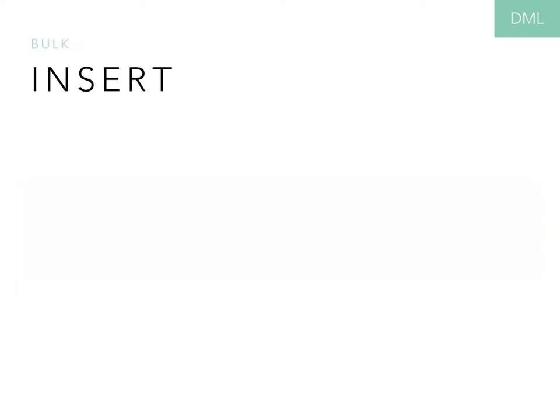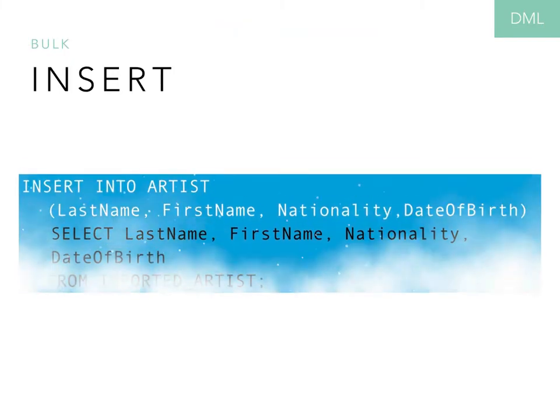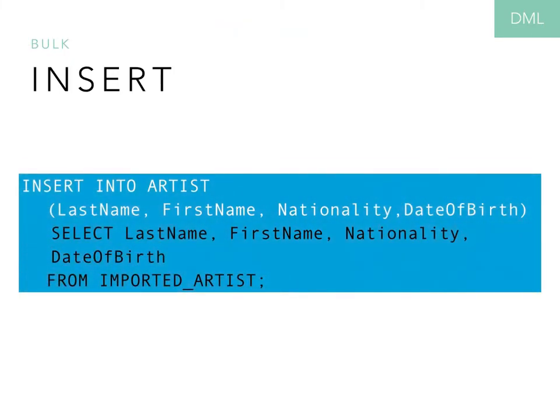Sometimes we want to insert a lot of records at once, like if we've imported a bunch of data into some raw import table and then we want to pull some over. This is sort of like an embedded query where we select last name, first name, nationality, date of birth from this table imported artists, and then we insert all of those into artist using that insert into statement. So we're moving records from one table to another table.